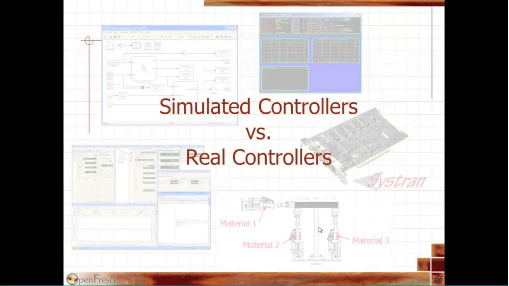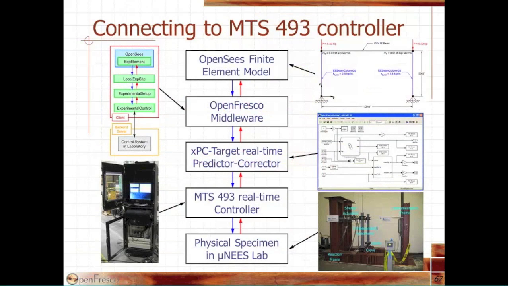Now if we want to do a real controller instead, I have very few slides on that. Basically the top portion stays the same, our model stays the same, OpenFresco stays the same there. But now we would like to talk, for example, to an MTS 493 real-time controller, and we will talk to that controller through xPC Target, and inside xPC Target we will have a Simulink model. So really what we need to do is talk from OpenFresco to xPC Target, and xPC Target in turn will then talk to the MTS controller that will send commands to the physical specimen or the actuators in the laboratory.